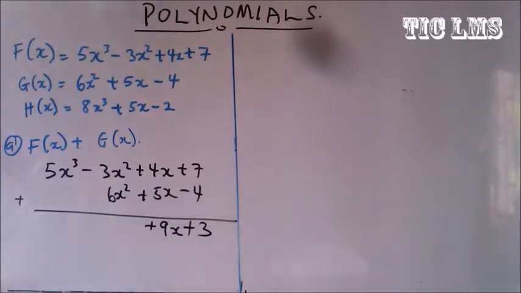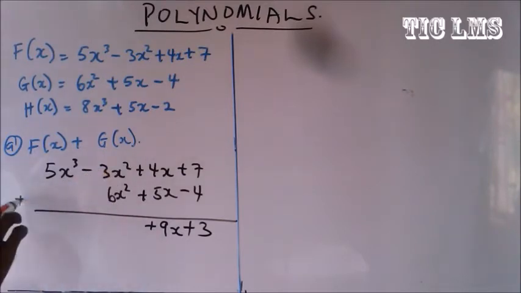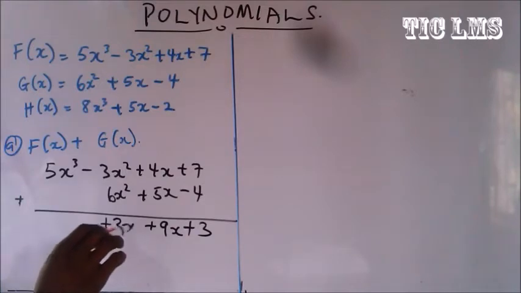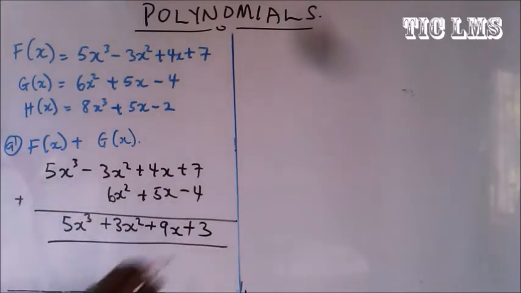We have a plus here. Next, we have minus 3x squared plus 6x squared. That gives us plus 3x squared. And then we have 5x to the power of 3. We have found the sum of f(x) plus g(x).